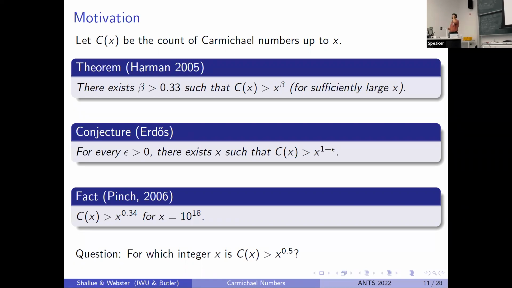Sorry, the Farman theorem supplies this for all sufficiently large X, but the Erdős conjecture is just that there exists one. Let me see what the right quantifiers are here. For every epsilon, you can find a sufficiently large X so that it gets bigger. So the Erdős conjecture would be that at some point it's bigger than X to the 0.5, at some point it's bigger than X to the 0.7, at some point it's bigger than X to the 0.9. Then for all X after that, yeah. That's not what's written on the slide.